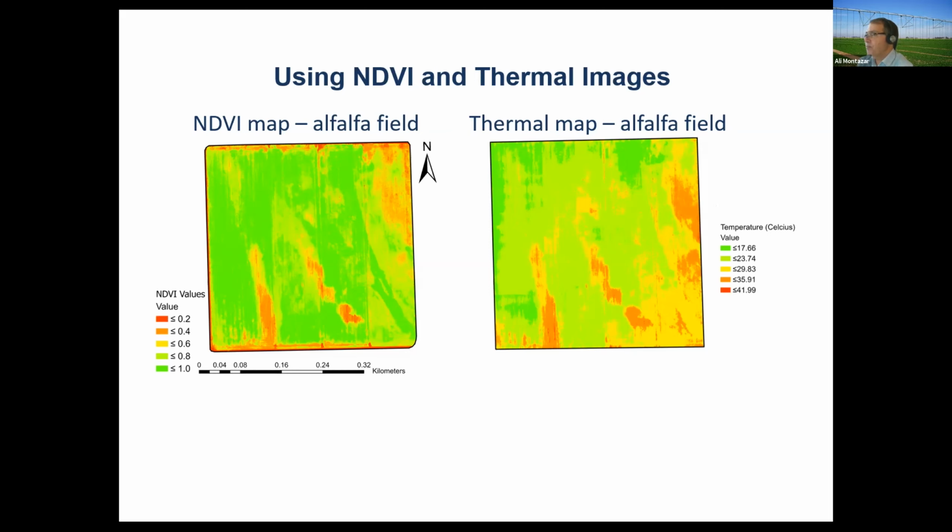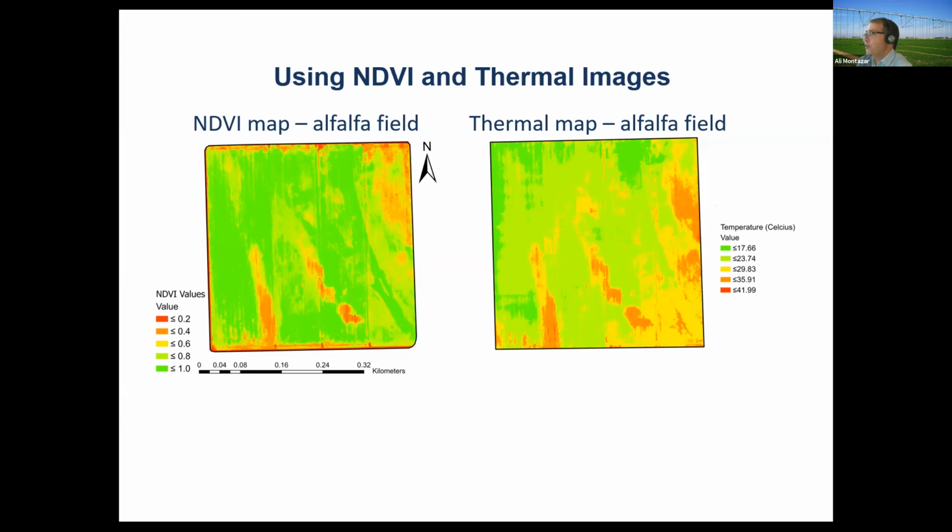The right side map shows a thermal map, or canopy temperature, from that field at the same time. So you obviously see some levels of water stress in different parts. Specifically, if you look at the east side, northeast side of the field, you see some water stress.